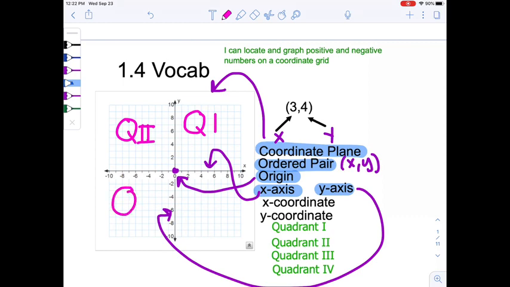Quadrant number 3 is down. And quadrant 4 is that last box. So it goes counterclockwise. So think about it as going counterclockwise.